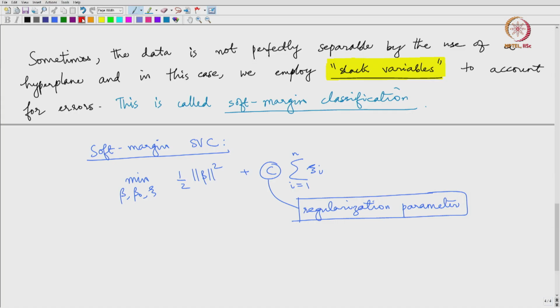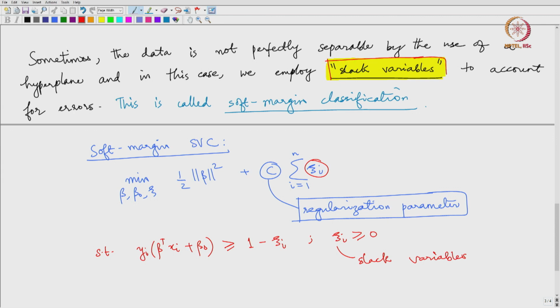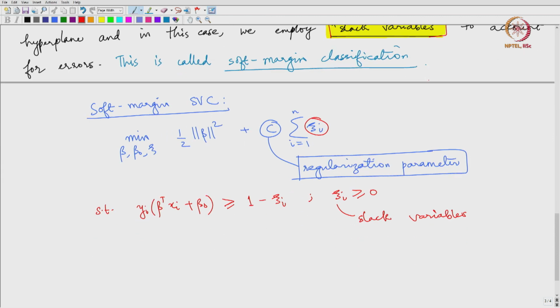Okay. So, this is the optimization problem subject to again the constraint that yi times beta transpose xi plus beta naught should be greater than or equal to 1. I mean, it would have been greater than or equal to 1 in hard margin classification, but now you have to account for some errors. So, that is using these slack variables. So, instead of greater than or equal to 1, it becomes 1 minus xi i, where xi i is greater than or equal to 0, and these are the so called slack variables which I had referred to here, and essentially they give you some allowance to make errors.